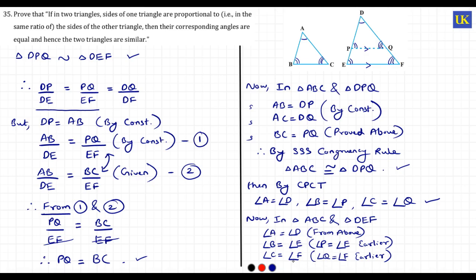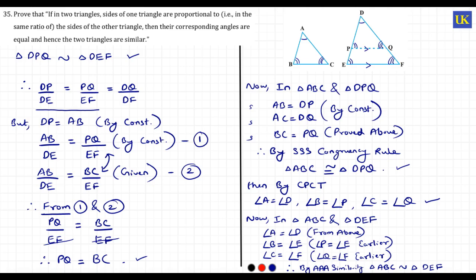So now finally we can say that by angle, one angle is sufficient, but we have proved all the three angles. So by the angle similarity criteria, we can say that triangle ABC is similar to triangle DEF.